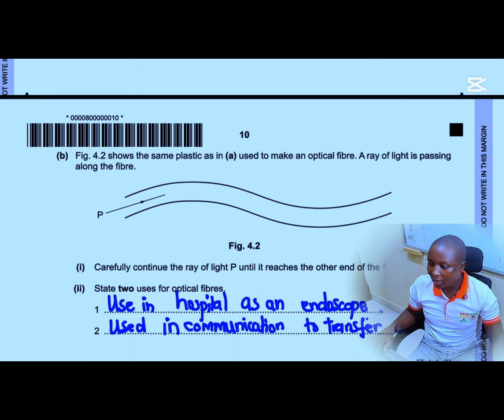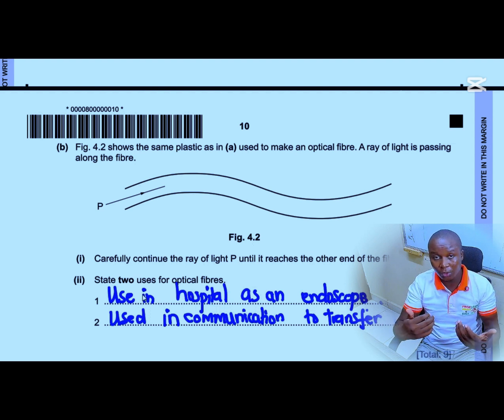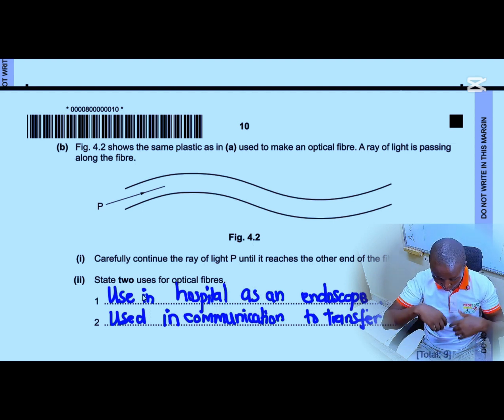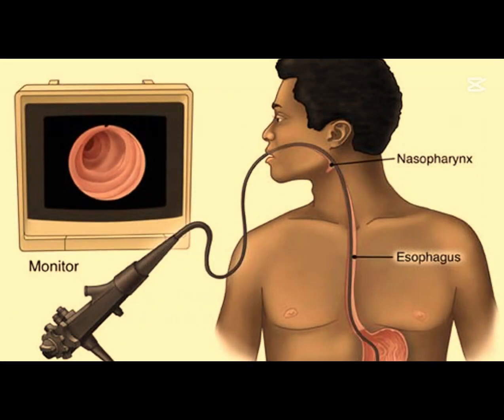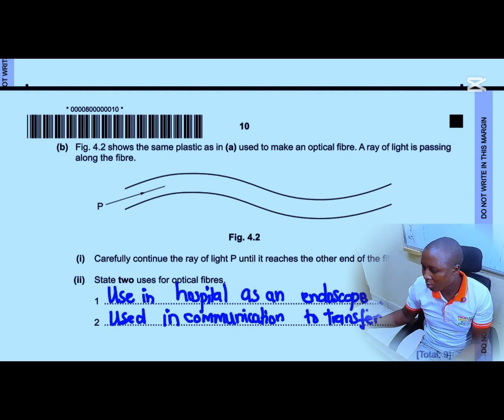Moving down, you are supposed to state two uses of optical fibers. They are used in hospitals as endoscopes. They are inserted through the mouth into the stomach, so that you can see maybe the walls of the stomach. But also they are used in communication, to pass information, to pass data. The advantage is that they can carry a lot of data, and they also have very little resistance. Data is not lost in that process. So you need to understand that.